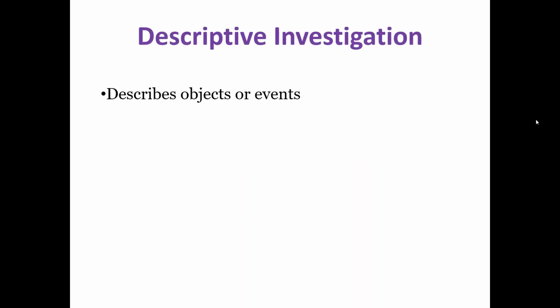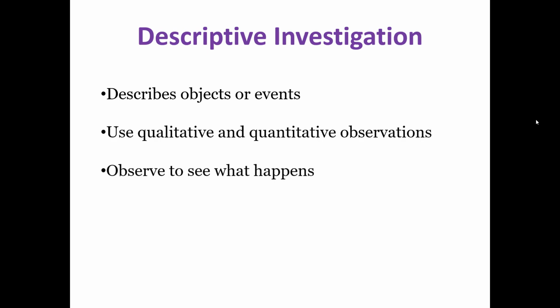Descriptive investigation. Here's just a more in-depth description of a descriptive investigation. Like we said, it describes the objects or events. Use qualitative and quantitative observations. Remember, qualitative is the quality of something, using your 5 senses to determine characteristics of an object. Quantitative observation, this is where you're literally counting. It's always some type of number. So qualitative would be like, oh, LeBron James sweats, smells wonderful. I don't know, that'd be something I could smell. I could smell the court.